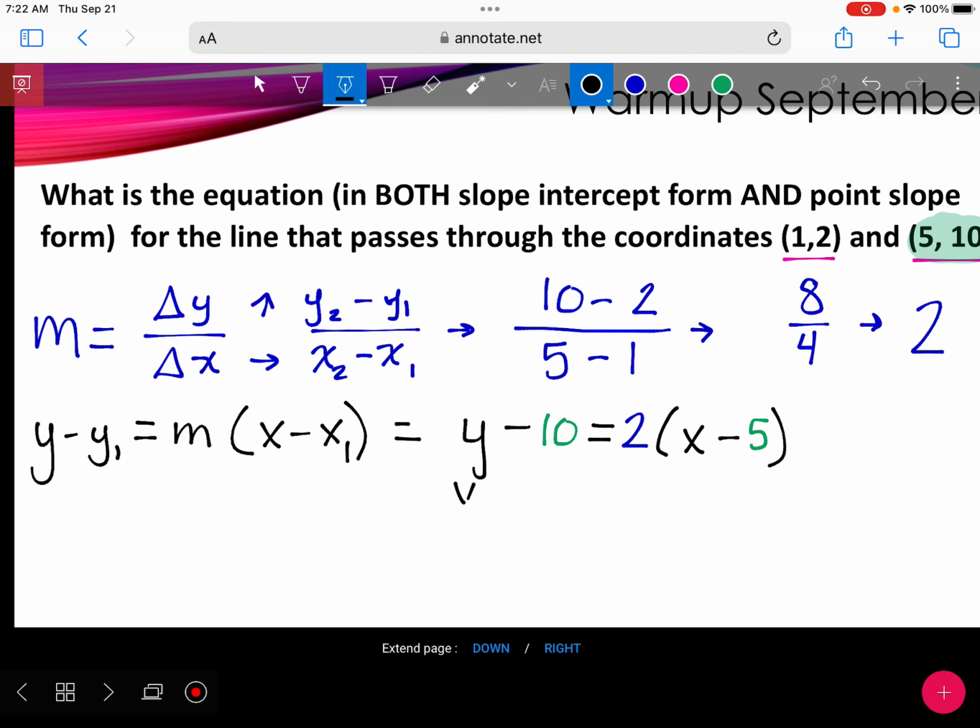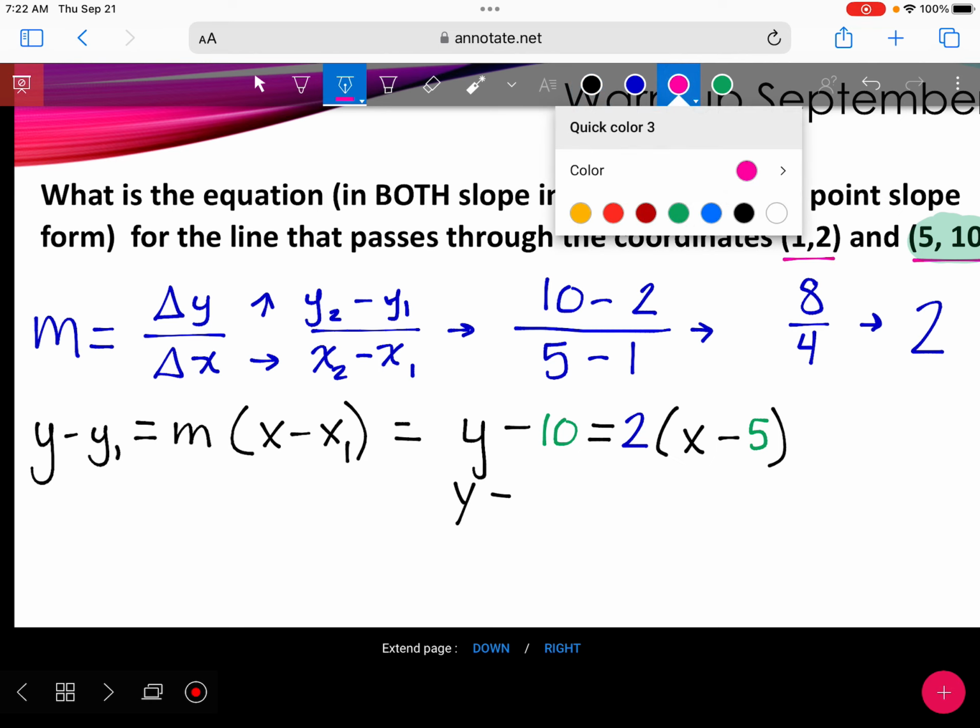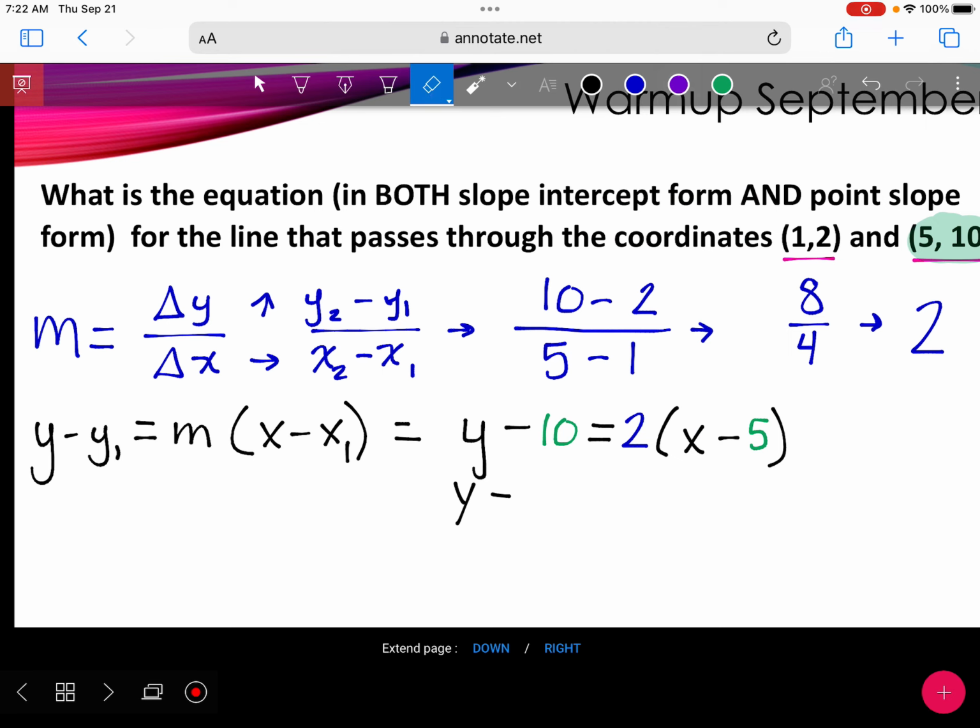We could do another point-slope form. Y minus, and this time I will use this point. Y minus 2 equals the same slope, 2, times x minus 1. It's equally as valid. It's exactly the same. It's for the same line. It's just using a different point. Both are valid. Totally fine. I have 2 different point-slope forms. Both of them should simplify down to be the same slope-intercept form.